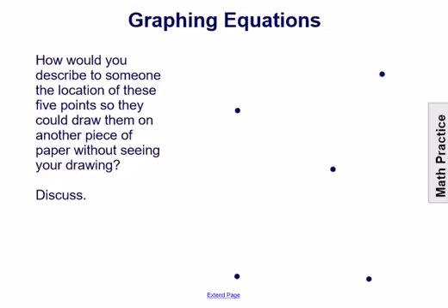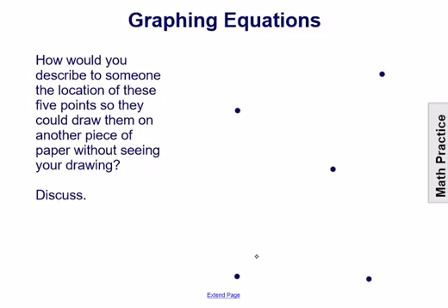So what is the Cartesian plane, or why do we have it, or how do we graph linear equations? Well, it all started with the idea of how would you describe to someone the location of these 5 points so that they could draw them on another piece of paper without seeing your drawing? That's the question, and that's what these mathematicians were studying, and that's what they were trying to answer. Discuss with a partner. How would you tell your partner how to draw these 1, 2, 3, 4, 5 points without them looking at the piece of paper?